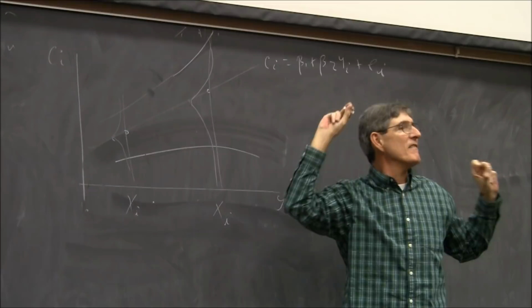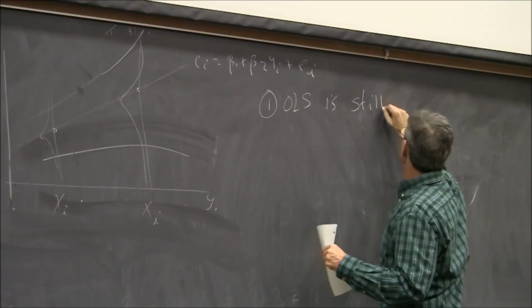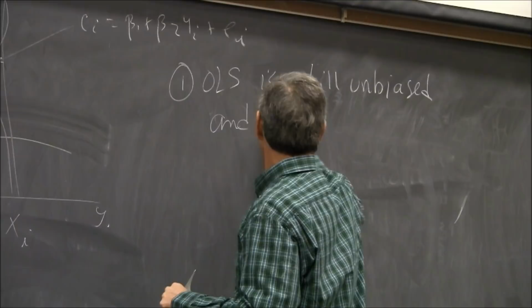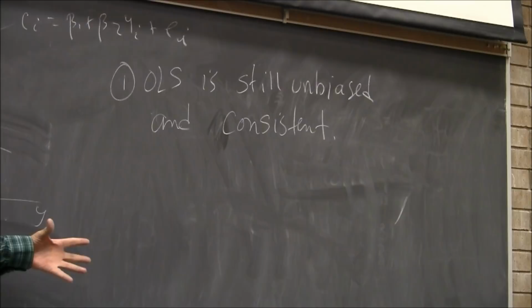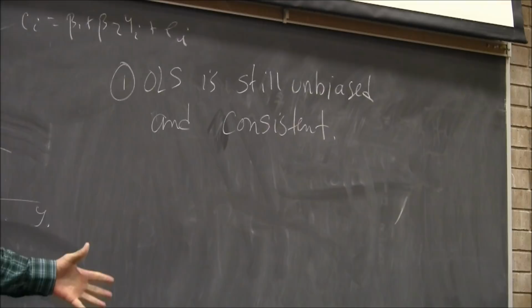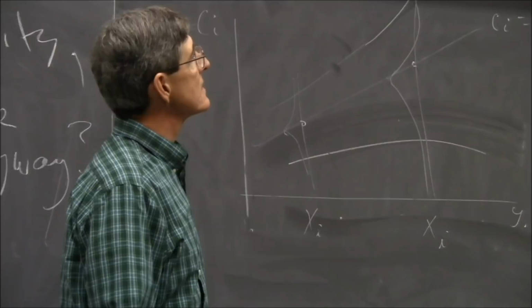So what we can say is that first, OLS is still unbiased and consistent. It's not that the center of the distributions are in the wrong place, it's their spread that's the problem. It's not the location. Location, location, location. Well, that's fine. But the neighbors are a lot noisier here than here. That's not fine. So it's the variance. So OLS is still unbiased and consistent.